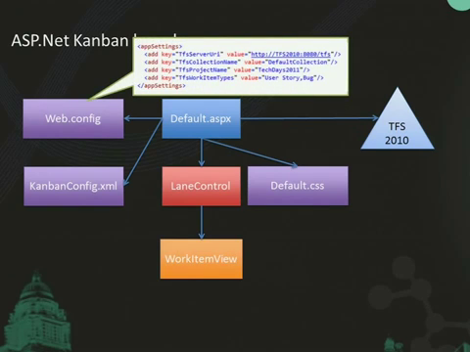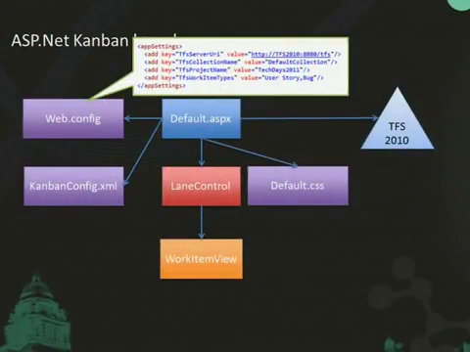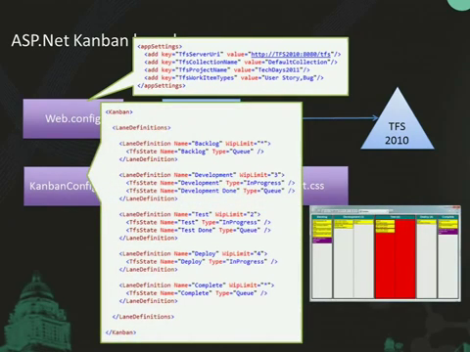So when you look in the app settings, there's just some simple configuration data there. The server URI of your TFS server, that's on a VM. It's called TFS 2010. The name of the TFS collection. The project name, TechDays 2011, you saw that before. And what work items do I want to display on the board? Just a comma-separated list. And then there's this Kanban config file, and it's just a set of what I've called lane definitions, and they effectively define what's going to get rendered.